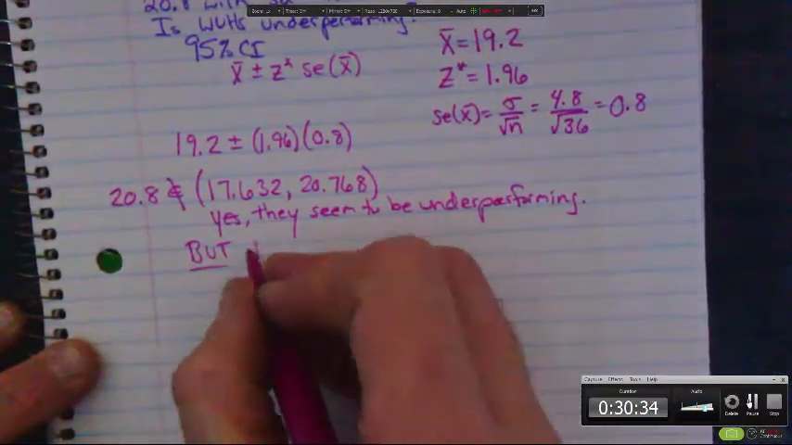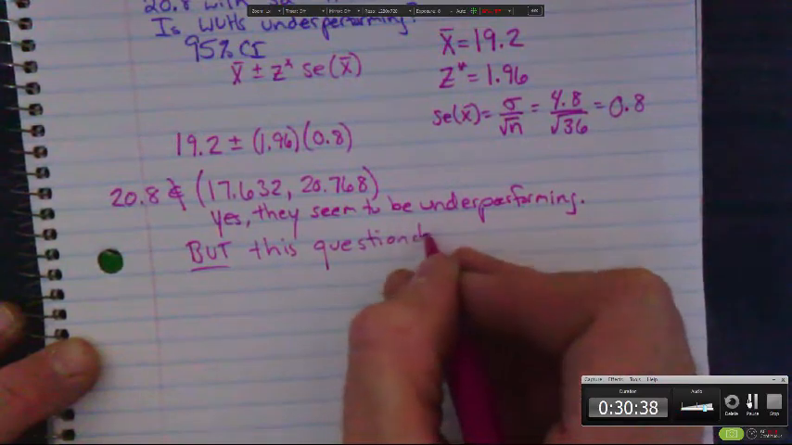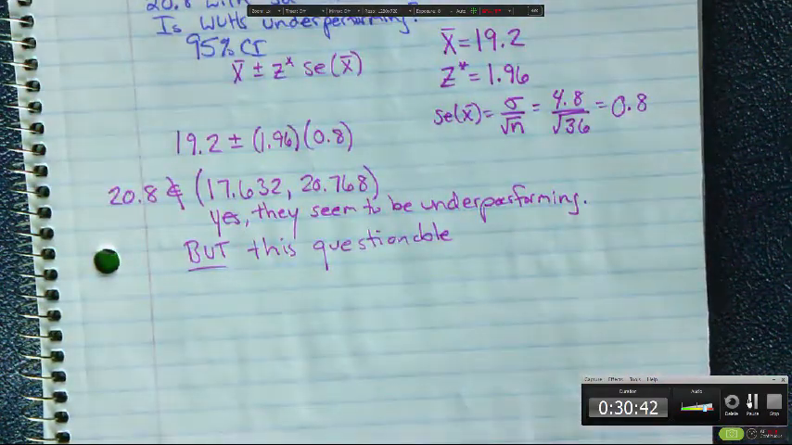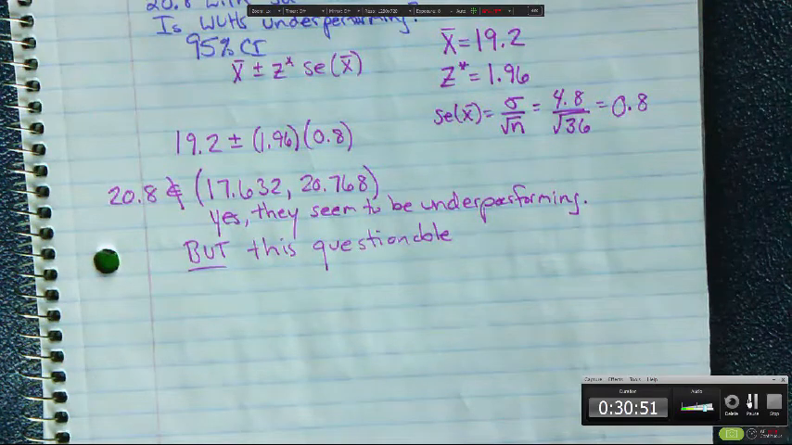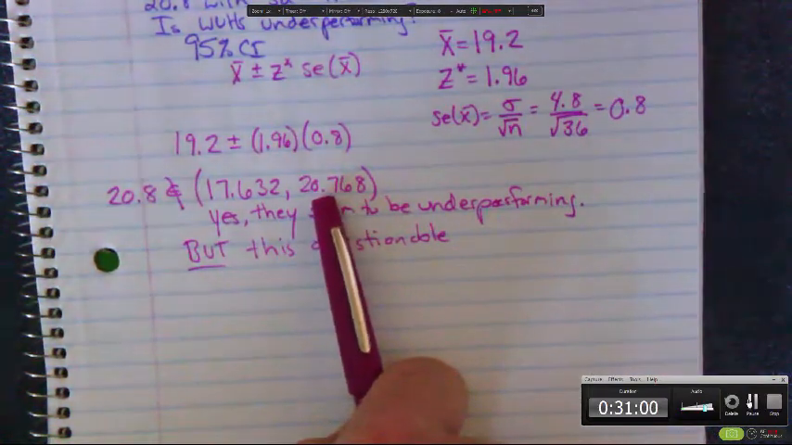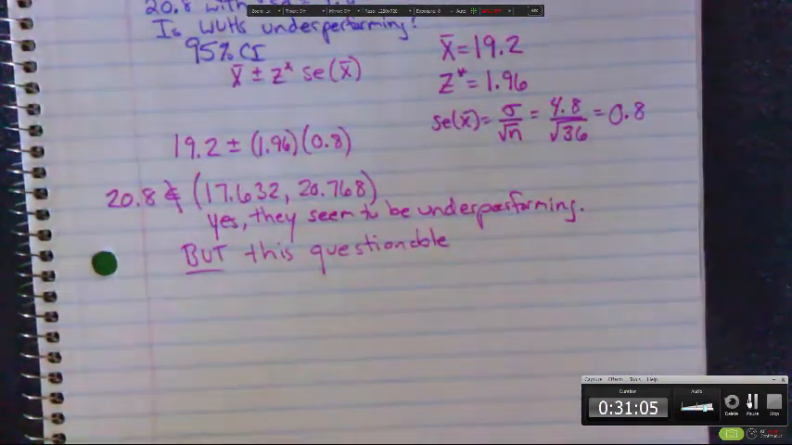Now, guys, this won't happen on the test, being this close, but this is questionable. We're talking about the very endpoint of our 95% confidence interval being almost up to the national average. So it's questionable. If we wanted to say this seems like an issue, we could conduct a better survey.